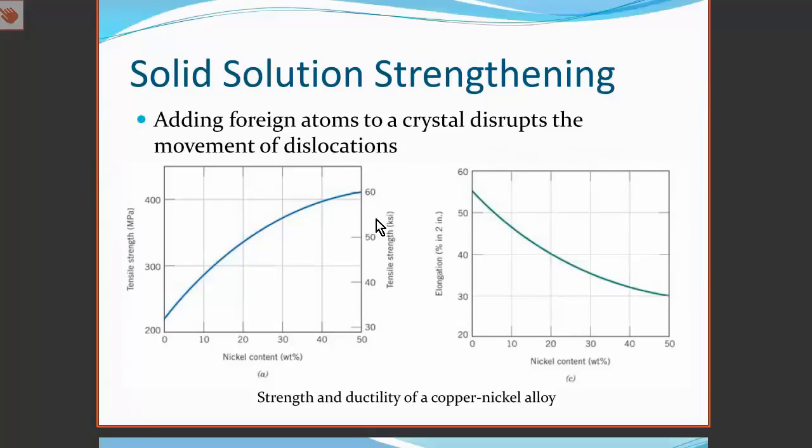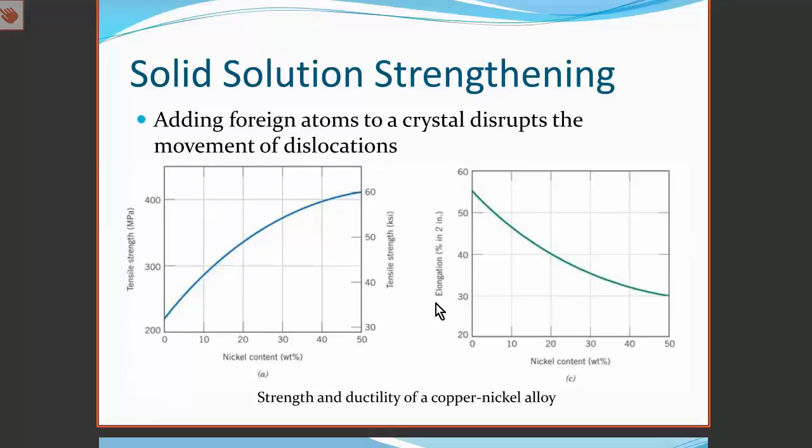Another way in which we can impede dislocations is to introduce foreign atoms. If we introduce foreign atoms, and the two materials are fully what we call miscible, which means they mix in any proportion, we will get a solid solution. Here we see nickel content in copper. As the nickel content increases from 10, 20, 30, 40, 50%, we see the yield strength of the material increasing.